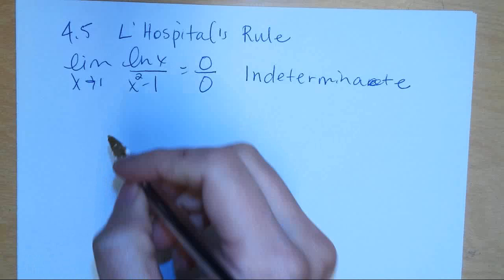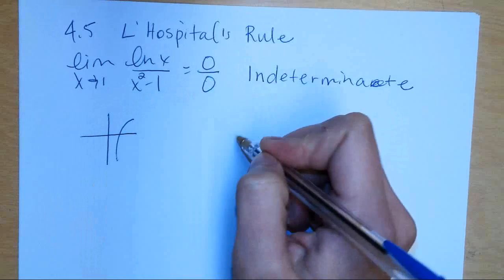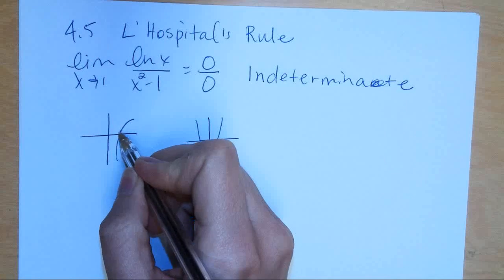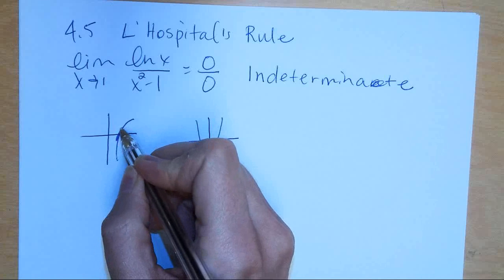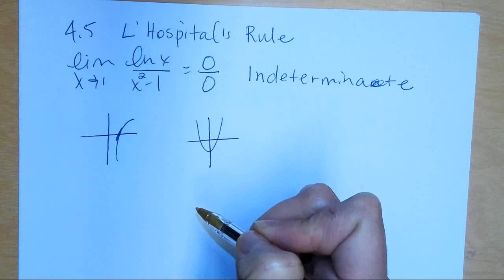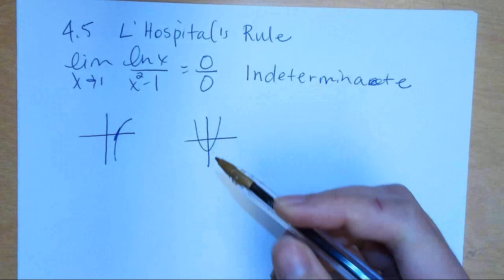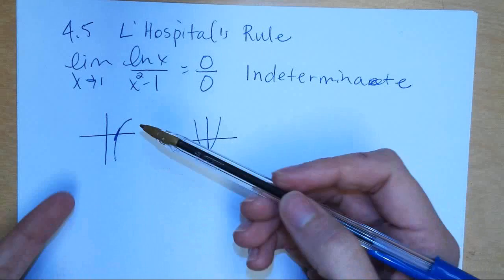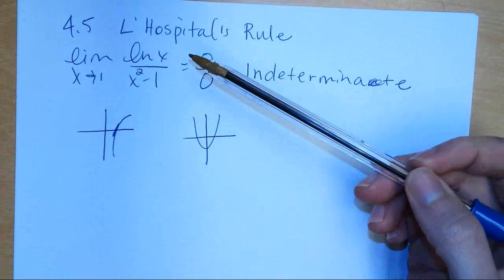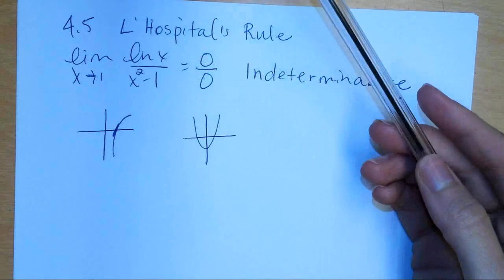If we looked at both of these functions, here's ln x, here's x squared minus 1 at 1. The slope here is, no, hang on, I'm getting ahead of myself. If we look at what the function's approaching, it's approaching 0, and this function is approaching 0 also, which is how we got 0 over 0, right?